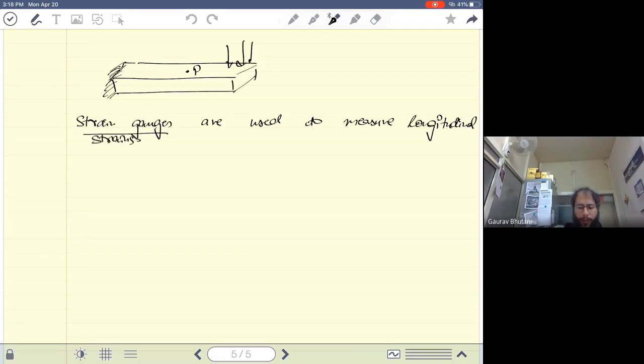Okay, strain gauges are used to measure longitudinal strain, that is E n hat. If you remember, E n hat was equal to d small x minus d capital X divided by d capital X in the n hat. Here d capital X was in the n hat direction to start with. So in the undeformed configuration, the d capital X was taken in the n hat direction. That's the longitudinal strain in the n hat direction. So strain gauges can measure that.